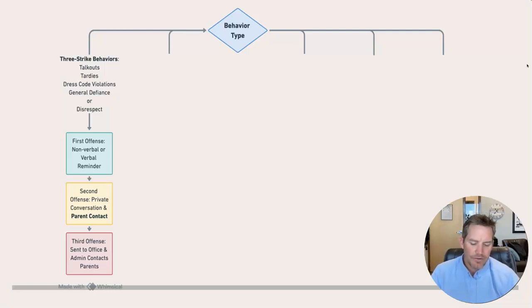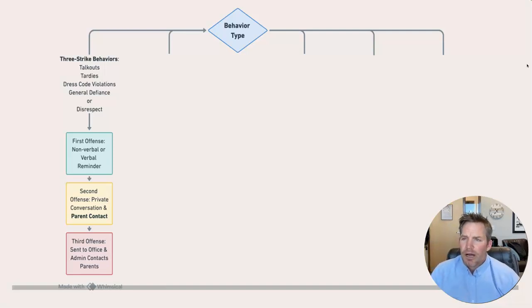I had a lot of teachers this year sending out students, sending them with the office referral on the first strike when they were chewing gum. And I just think that belongs on that third strike behavior. We've got to give them a chance to correct that behavior before we immediately send them to the office.